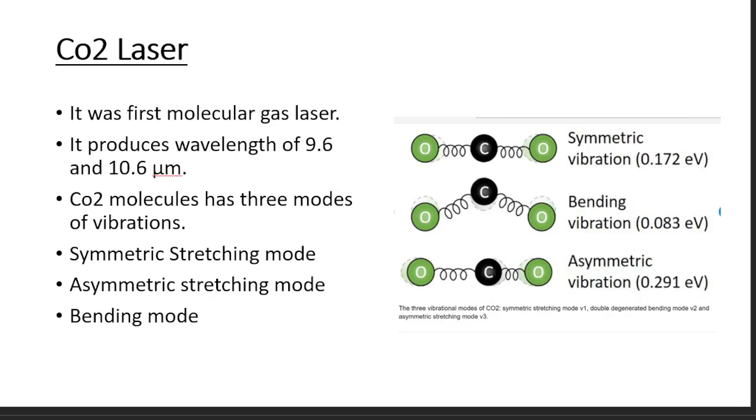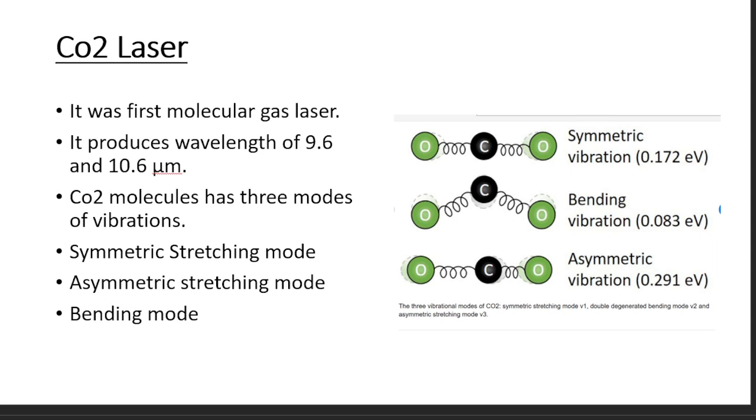Now, the most important type of laser is the CO2 laser. It is a gas laser, and this question was asked in a previous exam for 6 marks. So, let's discuss the CO2 laser. It is the first molecular gas laser, invented at Bell Laboratories, USA in 1964. It is the highest power continuous wave laser. The output power ranges from a few watts to 15,000 watts, and it produces two wavelengths, that is 9.6 and 10.6 micrometers.